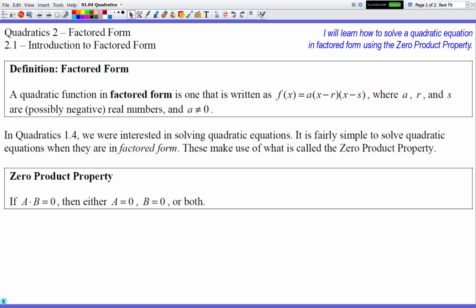Welcome to Quadratics 2.1, Introduction to Factored Form. Okay, so for this first slide, we have two things that you want to make sure you understand before I go on to the example problems. And the first one being factored form.